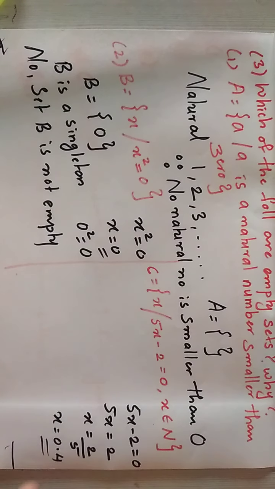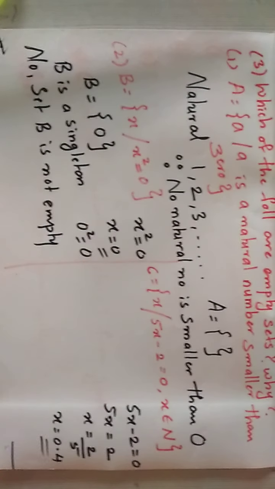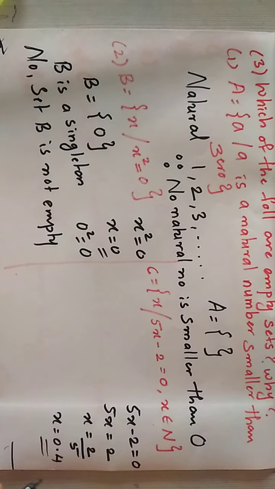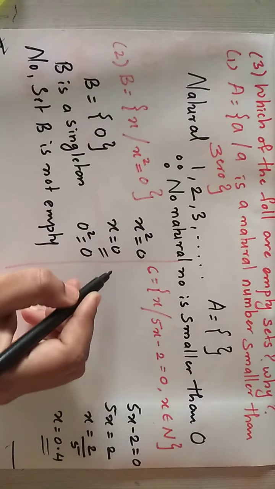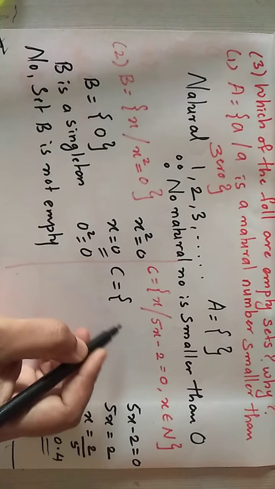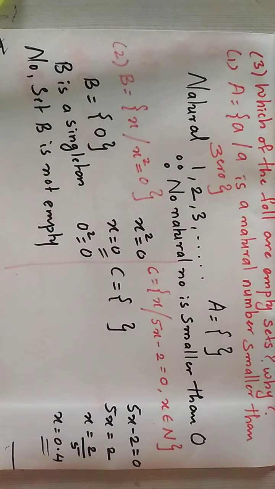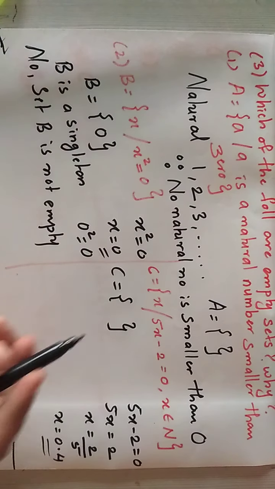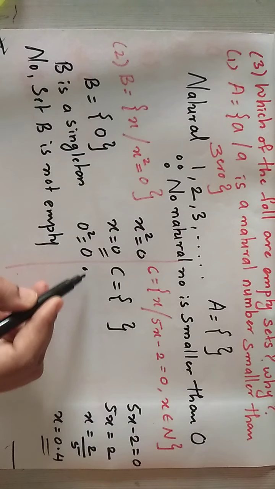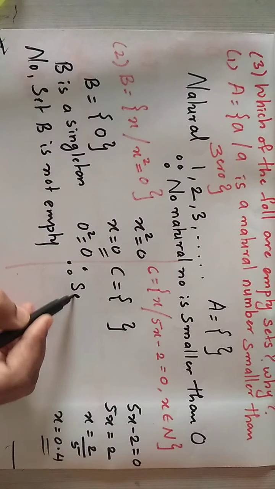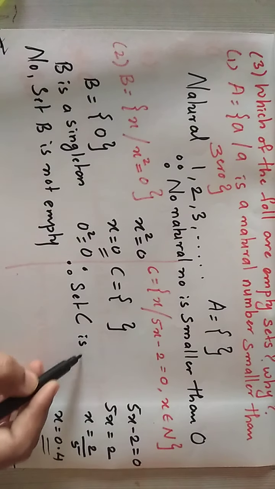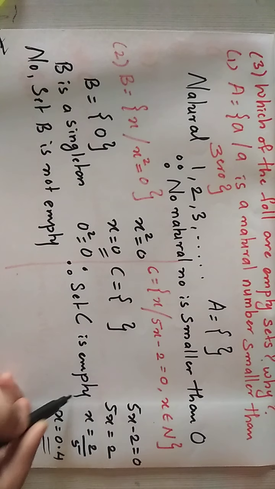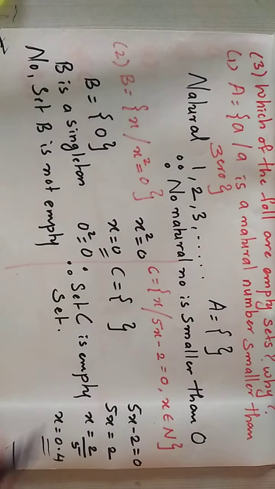And 0.4 is not a natural number. It's a decimal number. So set C will not have any x which satisfies the equation 5x minus 2 equal to 0 and x should belong to natural numbers. So set C is empty. The final answer will be therefore set C is an empty set.